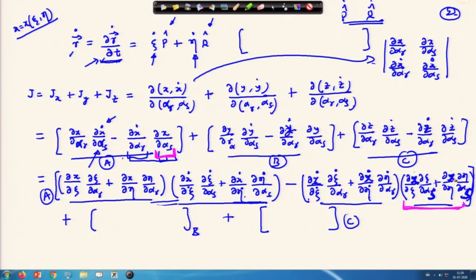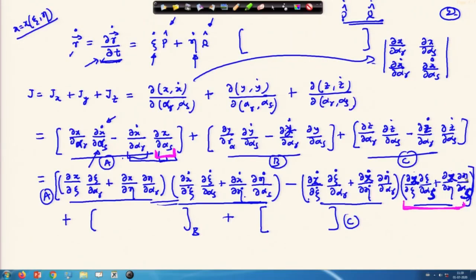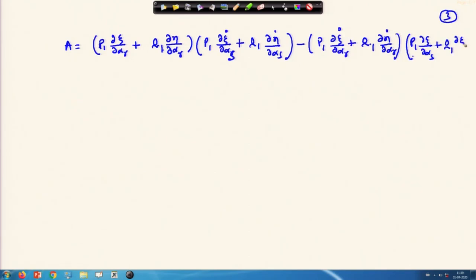And similarly, the other part dou x by dou eta. Dou x by dou eta is nothing but q 1, and thereafter dou eta by dou alpha s. Okay, so this is for A, and the same thing if we use the determinant form, simply this becomes P 1 dou alpha r plus Q 1. Writing in terms of determinants is a little convenient because we do not make mistakes in that case.